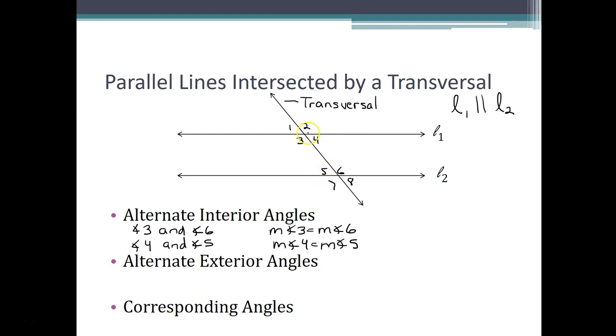Alternate exterior angles. Exterior, so going out from the parallel lines. 1 and 2 and 7 and 8 are exterior angles. Alternate exterior are on alternate sides of that transversal, like angle 1 and angle 8, or like angle 2 and angle 7. And again, alternate exterior angles are congruent to each other. The measure of angle 1 is equal to the measure of angle 8. The measure of angle 2 is equal to the measure of angle 7.